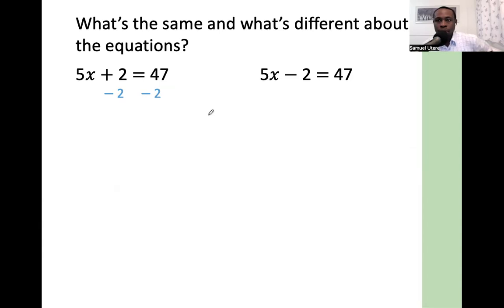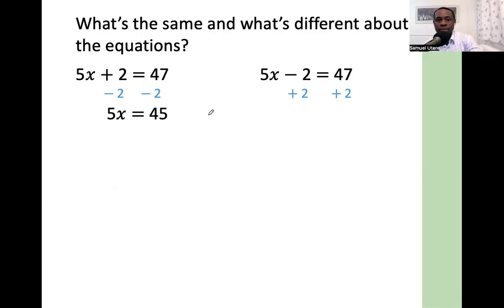So if we use the approach that I have just taught you, we need to subtract 2 from the left-hand side, and we need to do the same to the right-hand side to keep things balanced. Now we achieve 5x add 2 for the right-hand side. We need to add 2 because we need to eliminate subtracting 2. We need to do the inverse, which is to add 2. We need to do the same to the right-hand side.